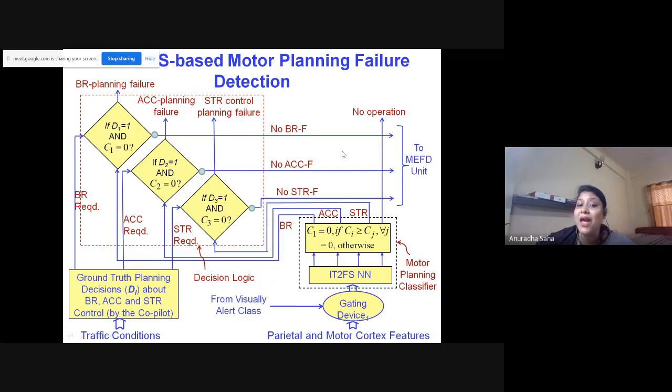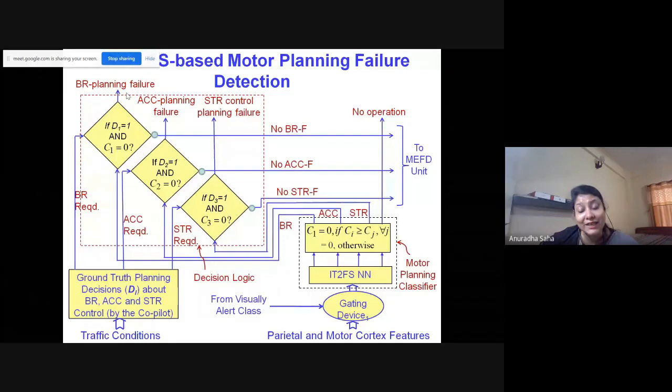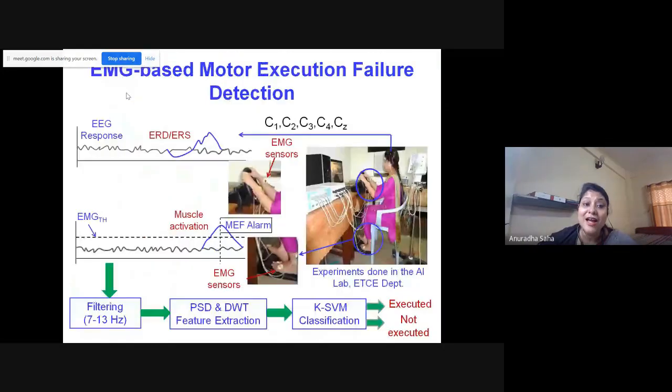If no such failure occurs, then automatically we can move to our last segment, which is the motor execution failure detection unit. But if any kind of failure occurs, then we should generate the motor planning failure alarm to let the driver know that he is experiencing a motor planning failure at this particular point in time. After that, once the driver is visually alert and has planned his motor intention correctly, it is time to check whether the person is experiencing any kind of muscle failure due to fatigue or not. That means whether the driver is able to execute the correct motor action within the stipulated time or not.